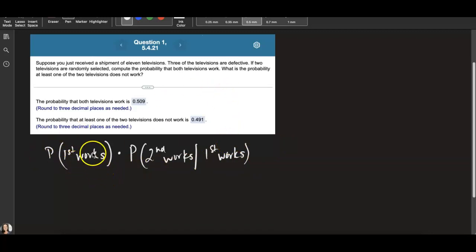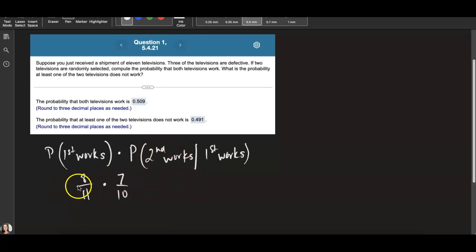And so I could just go ahead and find those values. So the probability that the first TV works would be, let's see, we have 11 TVs, 3 are defective, so there's 8 out of 11 for the first one. But remember that you just selected one that works for that first selection, so now you're down to a total sample space of 10, and you're down one working TV as well to select for the second TV.